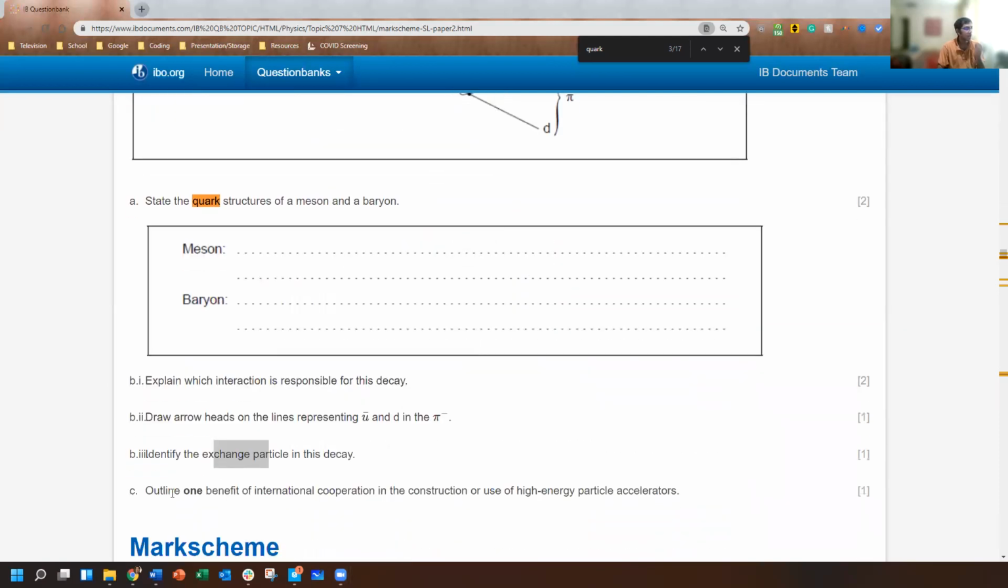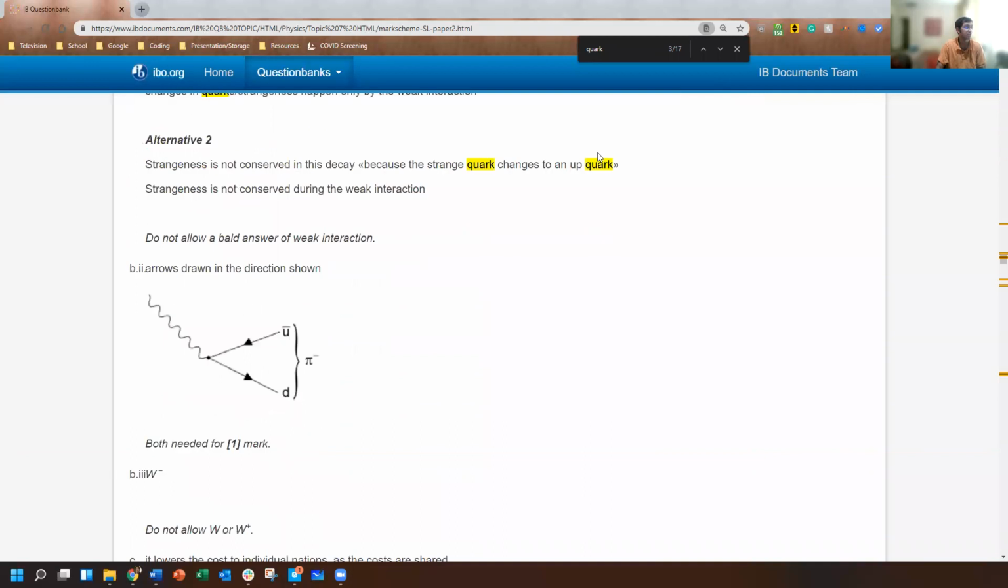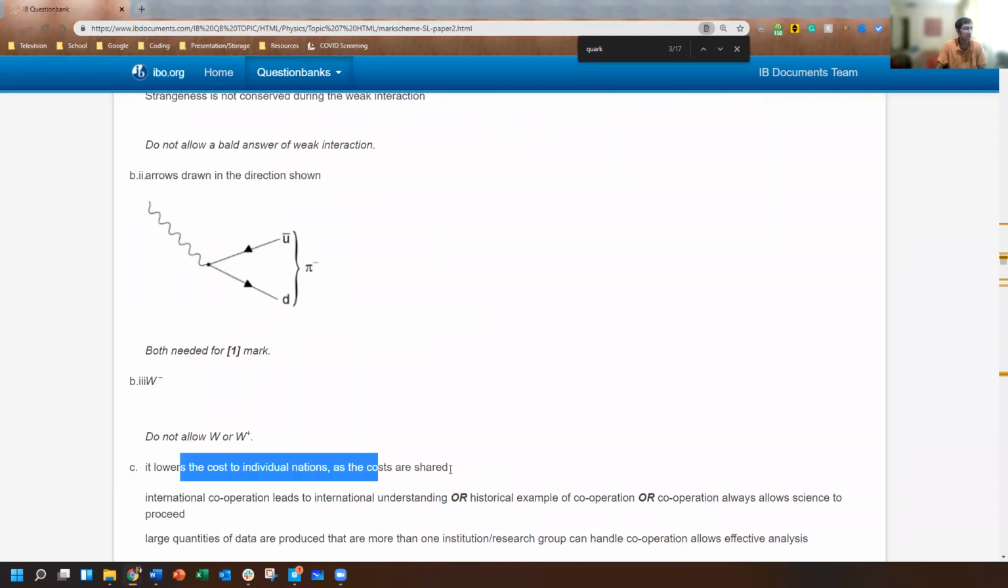And then outline one benefit of international cooperation in the construction or use of high energy particle accelerators. So that's a very weird question to me at least. But one benefit of international cooperation, the cost is, it's very expensive to build these high energy particle centers. So if it's international cooperation, the cost borne by each country is lower. So less financial burden on each country. Yeah, lowers the cost for individual nations.